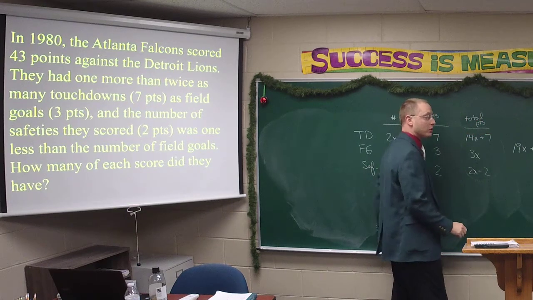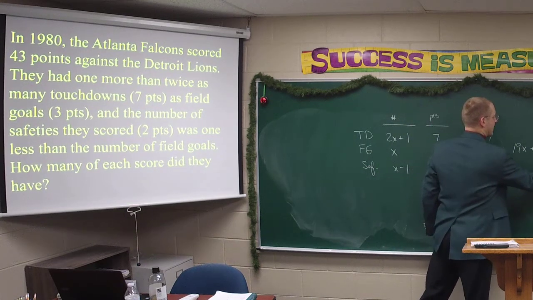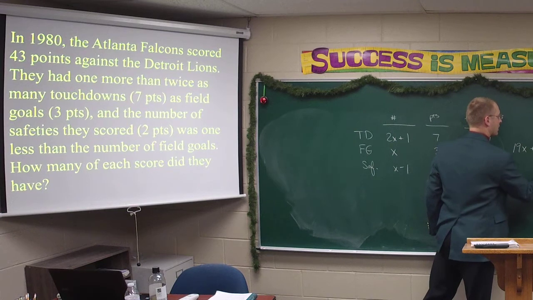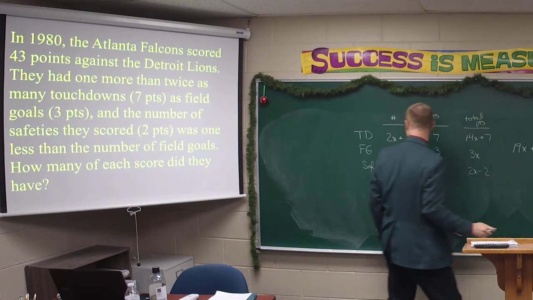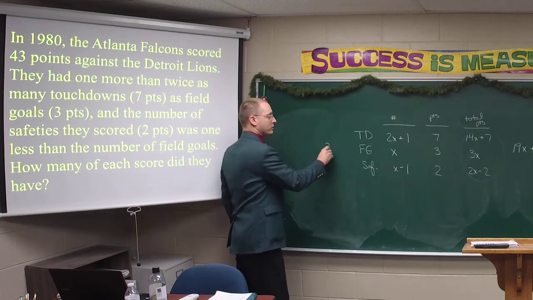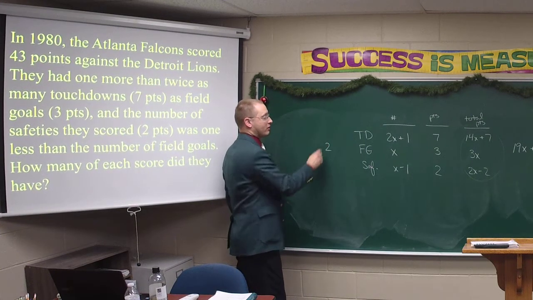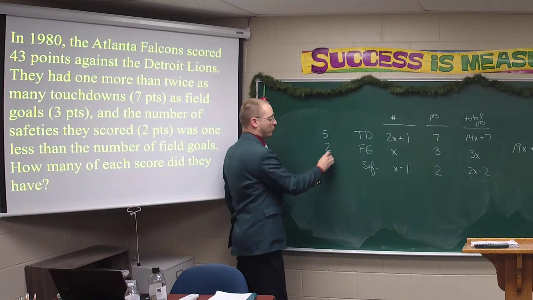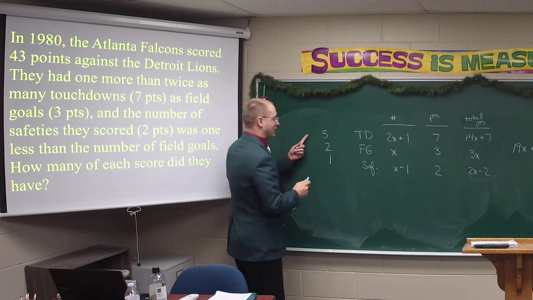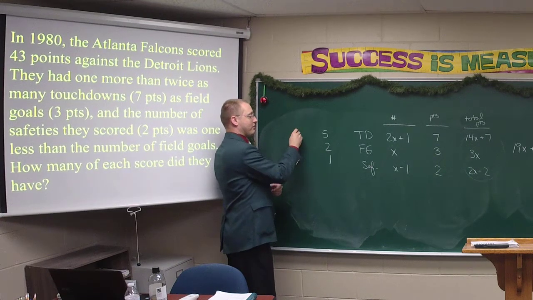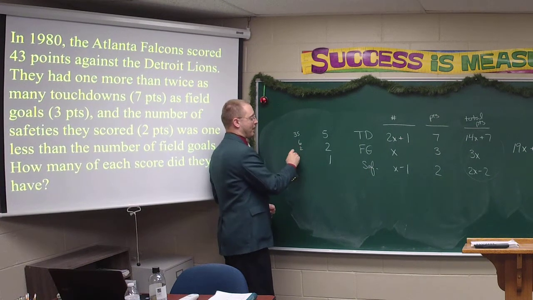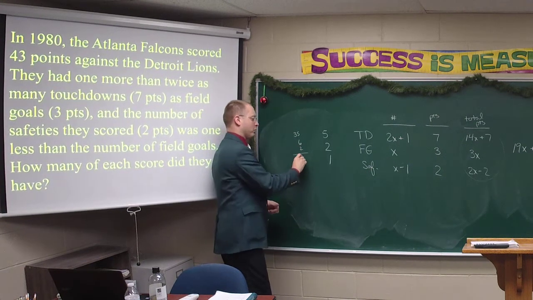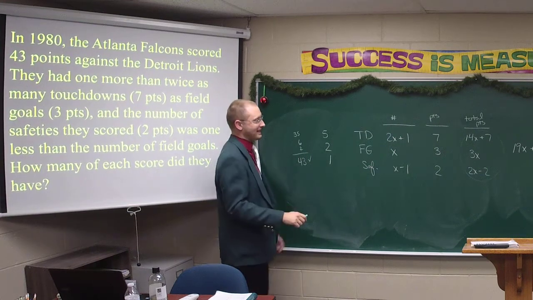From here we need to move over the 5 as a negative to get 38, and then divide away the 19, which means they had 2 field goals, 5 touchdowns, 1 safety. Let's check the points here. 5 touchdowns is 35 points, 2 field goals is 6, and the safety 2, and that does add up to 43 points that the Falcons scored in that game.